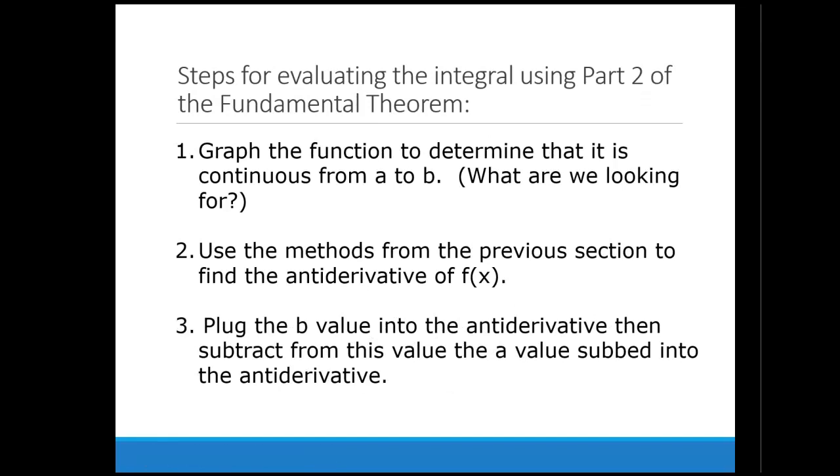So typically, if you're using part 2 of the fundamental theorem, one of the easiest things to do is to graph the function. That allows you to check for continuity. You're also looking for breaking points on that interval. So if you don't know what a function looks like, then you can graph it. Then we're going to use our previous methods from the prior section, which is our reverse power rule, our natural log rule, our e to the x, and our sine rules. And then we're going to plug in the values to the antiderivative, subtract the values away, and add in that initial condition.